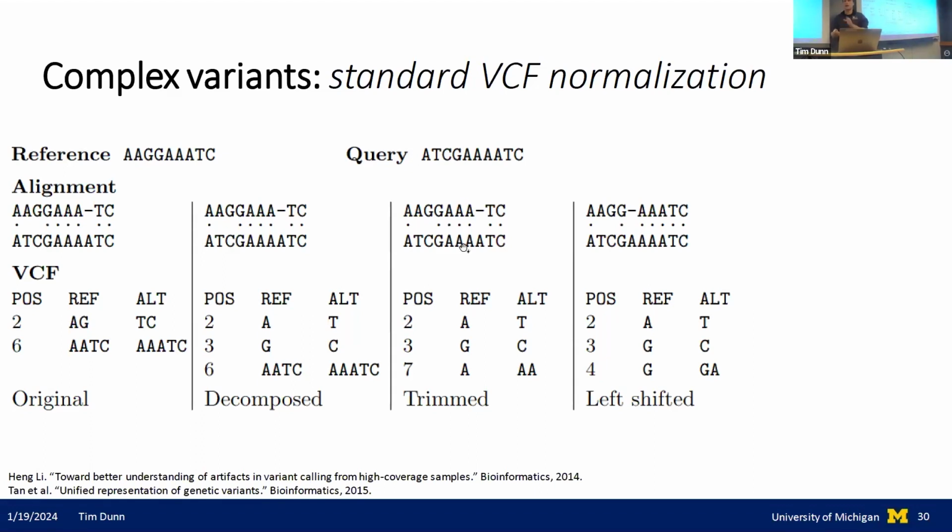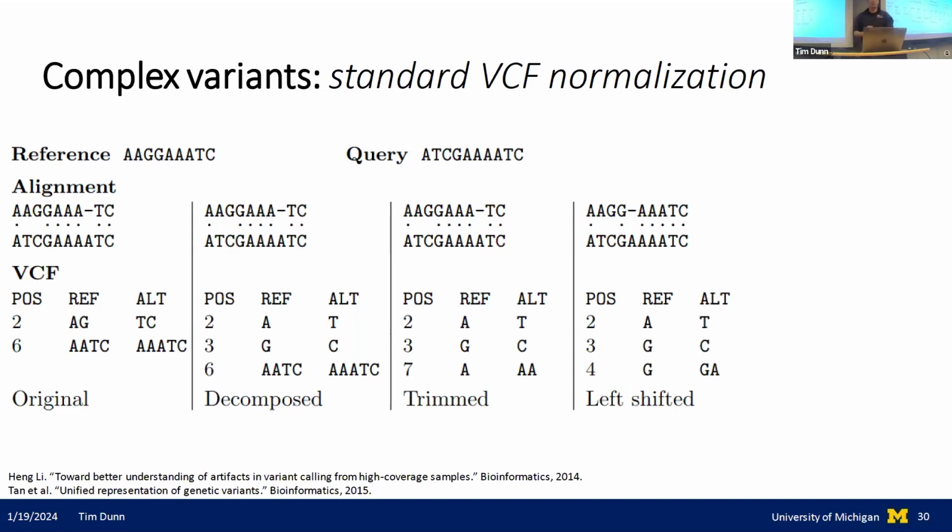And so it's standard practice to insert it at the leftmost position. So over here, we've shifted the insertion from position 7 to position 4. And this is kind of the typical process of variant normalization. And this is sufficient to ensure that for any individual variant, it has a unique representation.